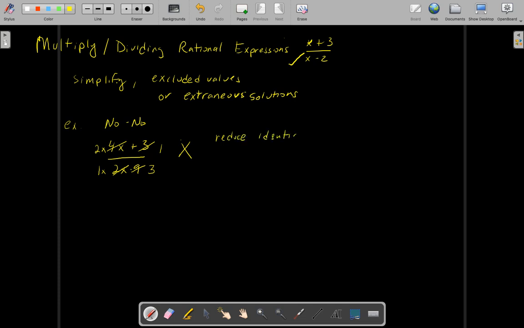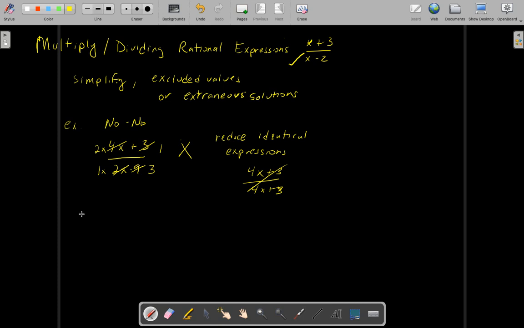identical expressions. Okay, you've got to reduce identical expressions. So if you think about it, it has to be 4x plus 3 over 4x plus 3 to reduce this fraction. Okay, and that will reduce it. So make sure that you mention that it has to be identical expressions so you can reduce them. It doesn't matter if it's top or bottom, or if it's the other equation or what, you can reduce them if they're exactly the same.